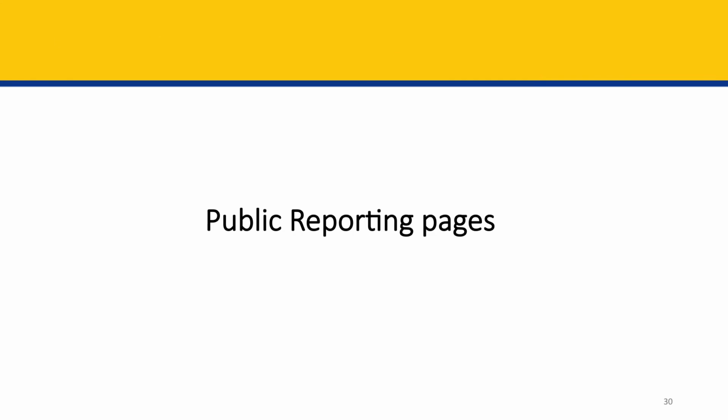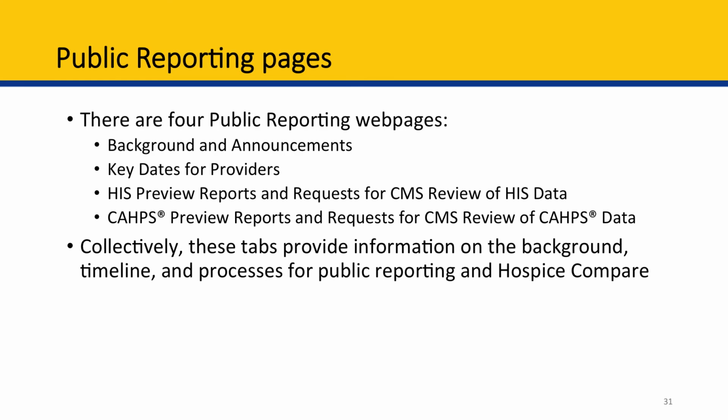Our next collection of pages is the public reporting web pages. Generally speaking, public reporting refers to the public display of HQRP data, both HIS and CAHPS data, on the Hospice Compare website. There are a total of 4 public reporting tabs, and they are listed here on slide 31. Collectively, these tabs provide information on the background, timeline, and processes for public reporting and Hospice Compare.